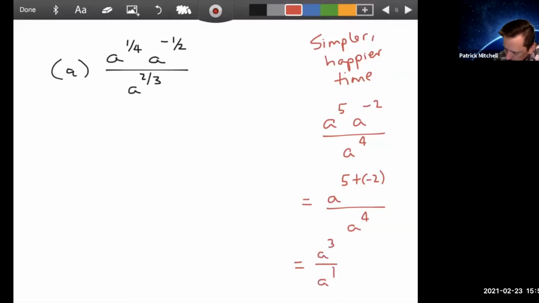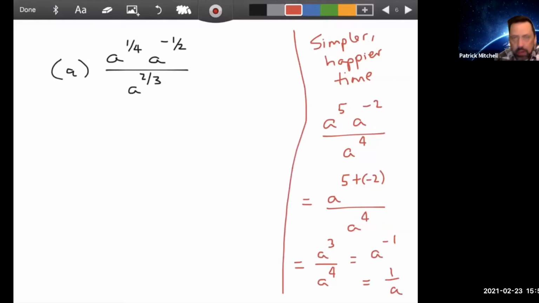Okay, and then the rule that talks about what to do with this is the quotient rule. 3 minus 4 is negative 1. And because that exponent is negative, we're not going to leave it like that. We're going to write the answer as 1 over a. All right, so that's what we would do. And that's what we're going to do again. Okay, it works the exact same way.